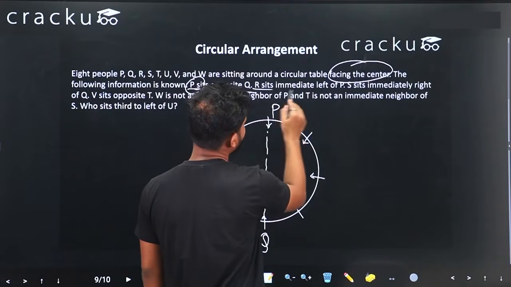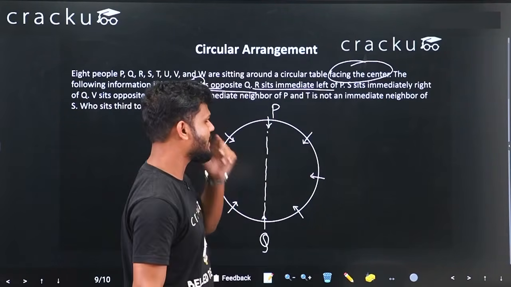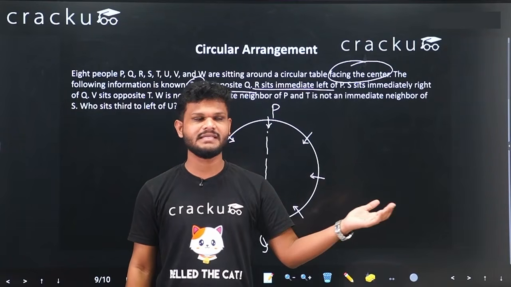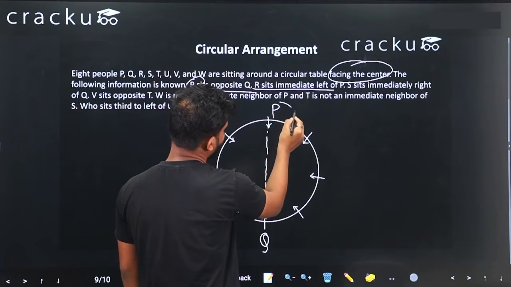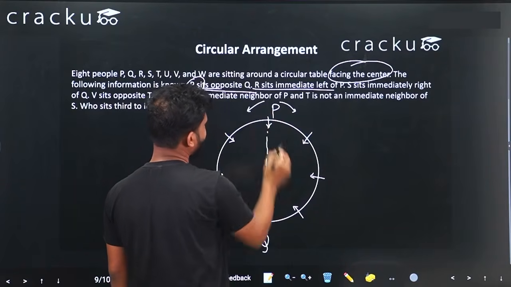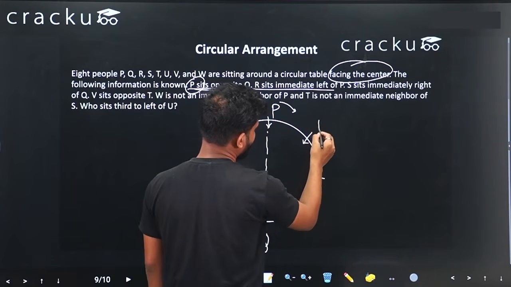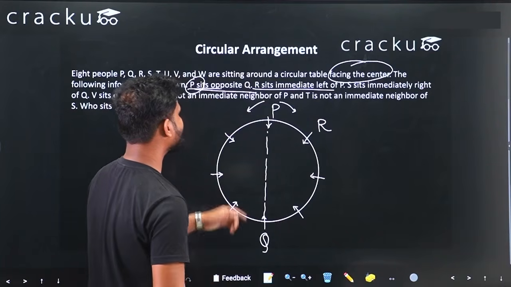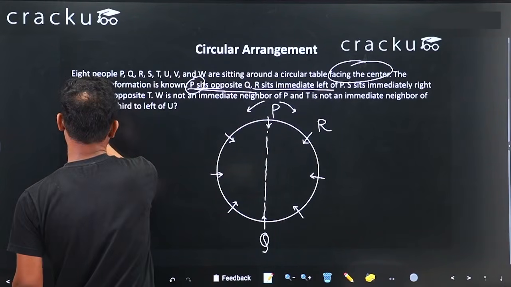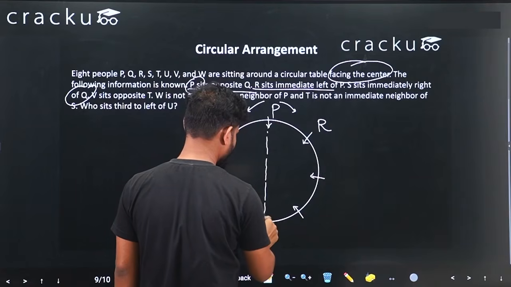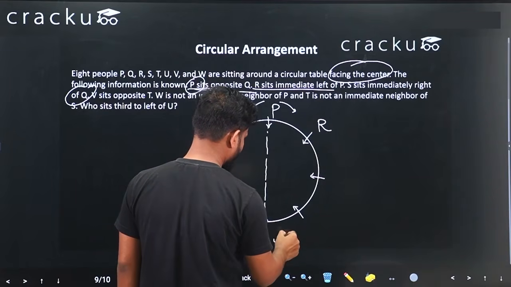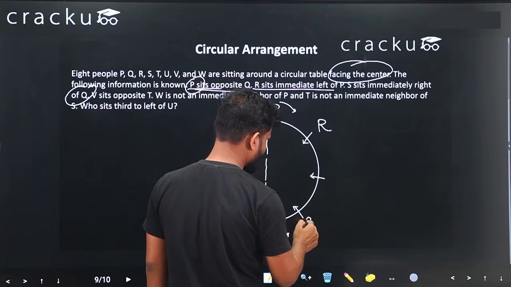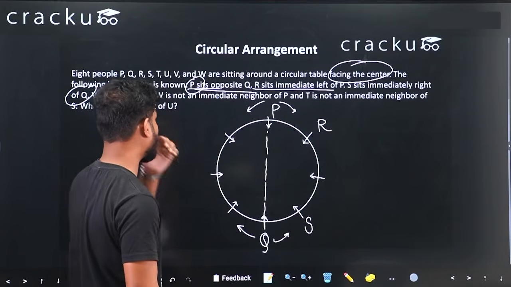Now R sits to the immediate left of P. So now P is facing the center. His immediate left will be this direction. So this is the left of P. This is the right of P. So R will be sitting here to the immediate left. Then S sits to the immediate right of Q. Now for Q, Q is facing this direction. So his right will be this and his left will be this. So S is sitting to the immediate right. So S is sitting here.